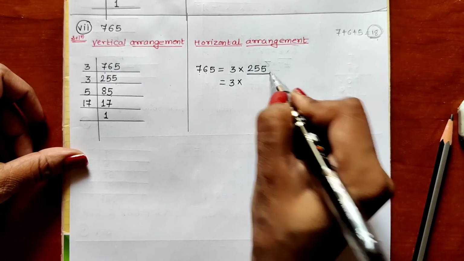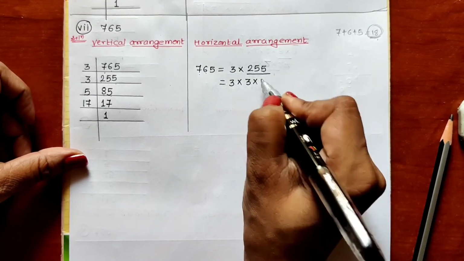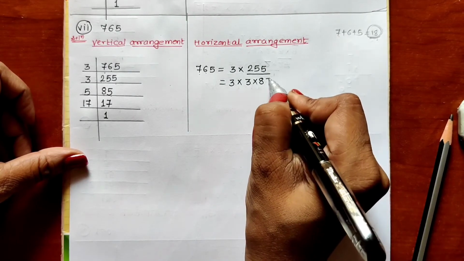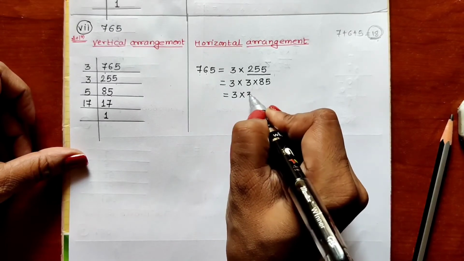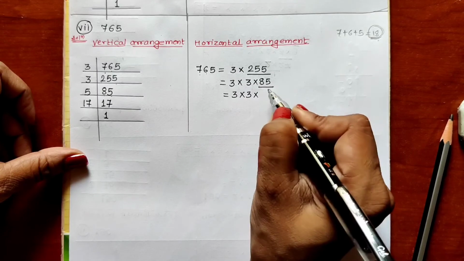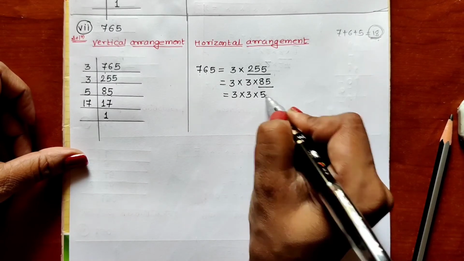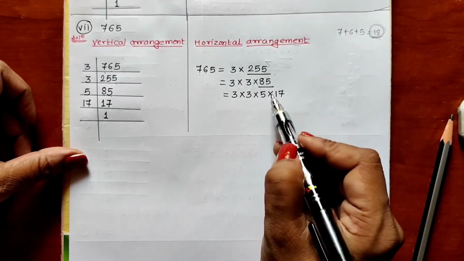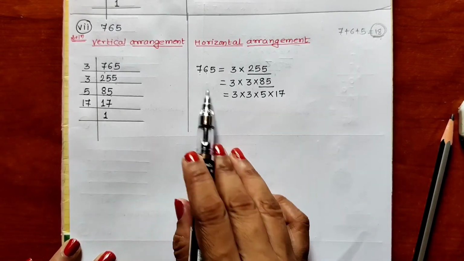We will factorize 255 again. So the first factor is 3. 3 8s are 24. 3 5s are 15. First 3 we write as it is. Second 3 we write as it is. We will factorize 85. Again 85 cannot be divisible by 3. So 85 is divisible by 5. 5 into 17. 5 ones are 5. 5 7s are 35. In this way we have got the prime factors of 765.